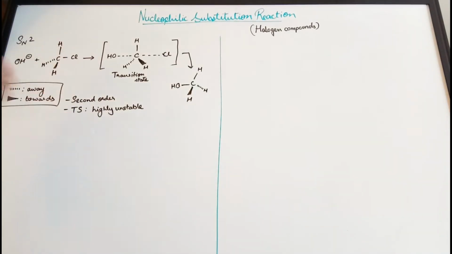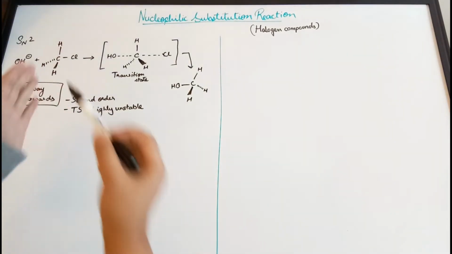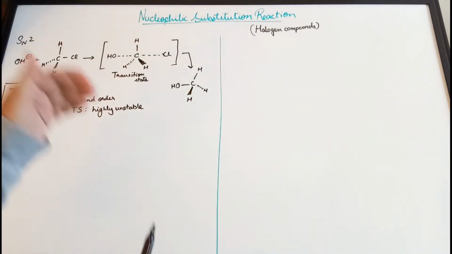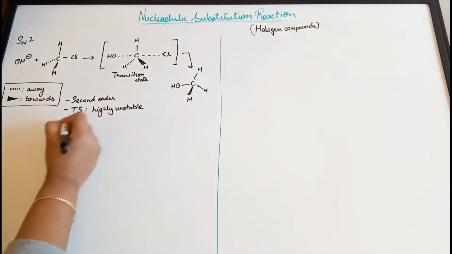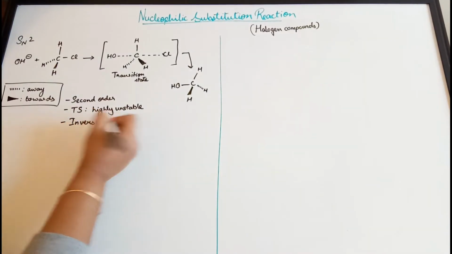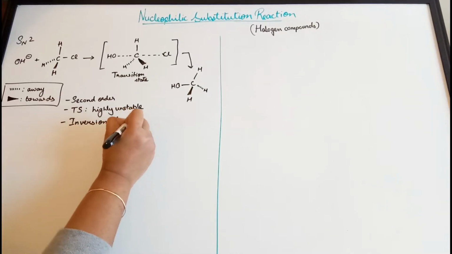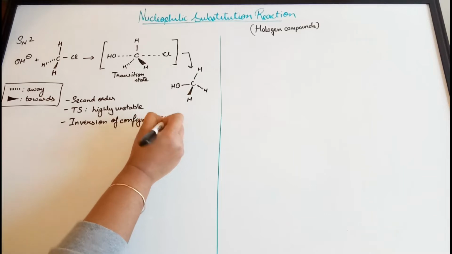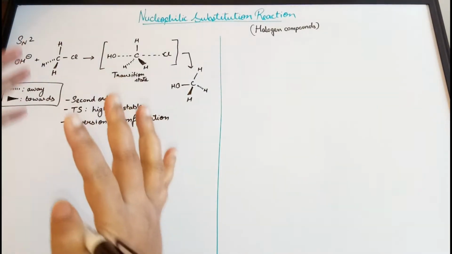Now notice that in the reaction, the OH is attacking from the back. Now this has led to something called an inversion of configuration. So inversion of configuration has happened over here.